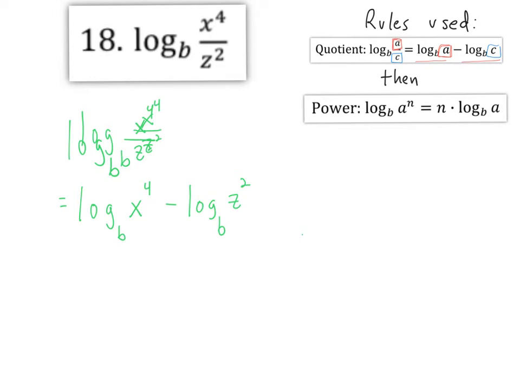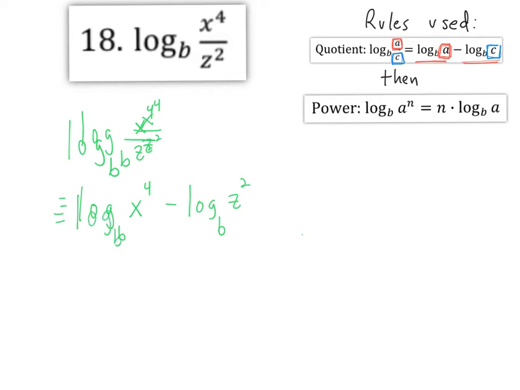So the quotient rule, if we look over here at this rule, if you take the log of a fraction, you're going to split it up into two logs, and the top of the fraction goes as the argument of the first log, and then the bottom of the fraction goes in the argument of the second log. Okay, so that's what we're going to do. So we're going to rewrite this.